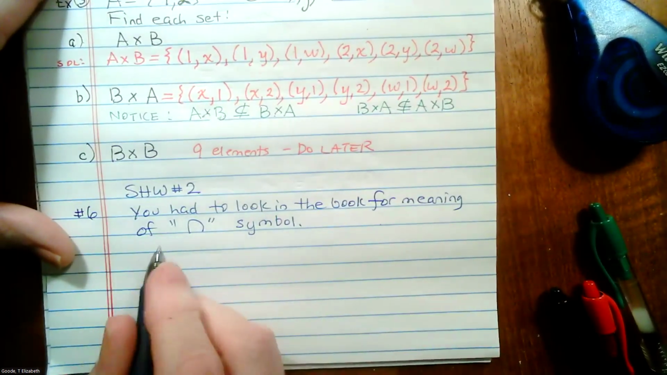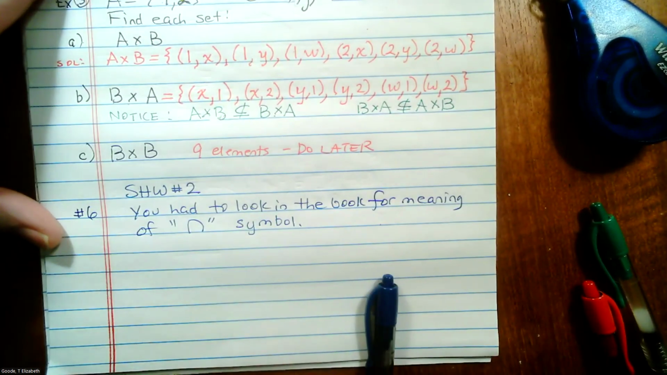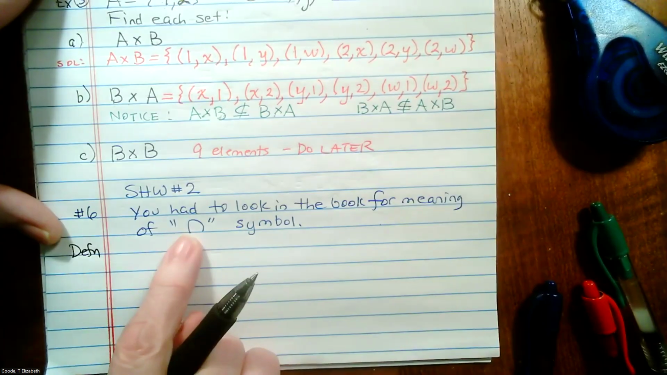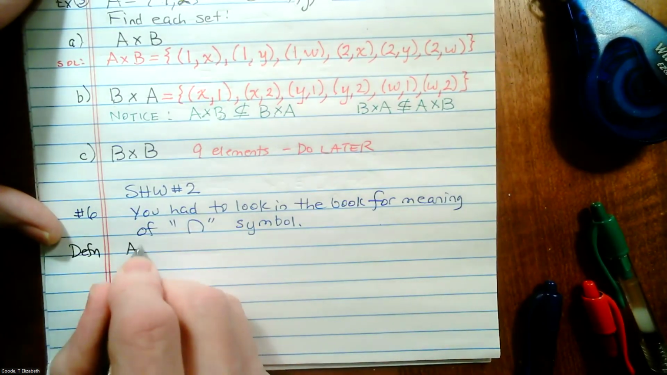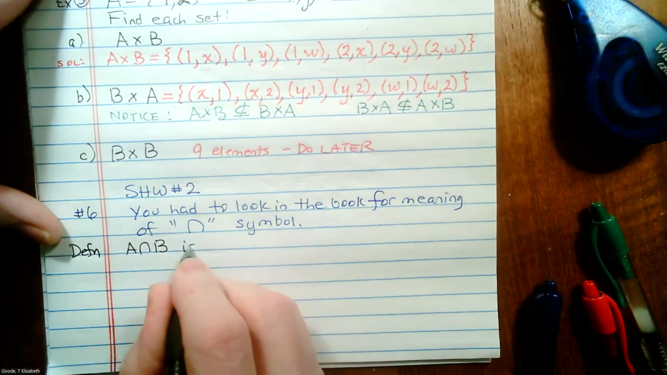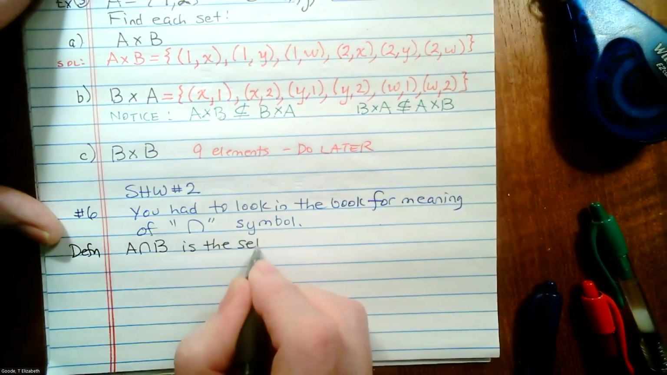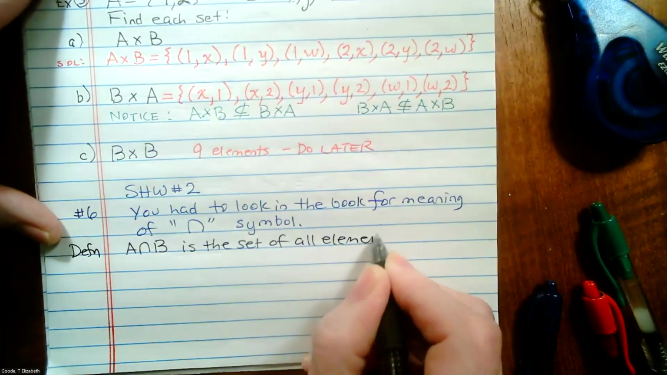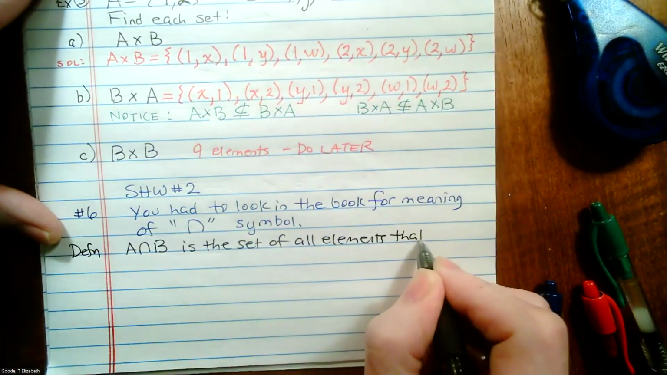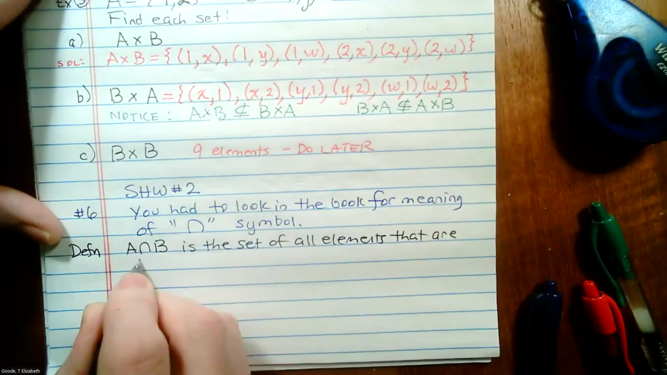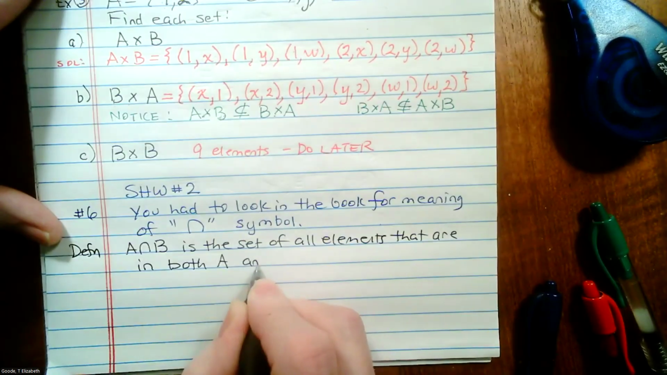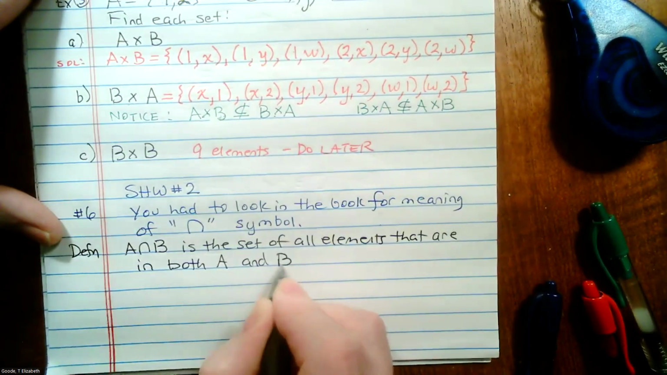And this is the idea. Here's the definition in case you weren't able to look this up. A intersect B is the set of all elements that are in both A and B.